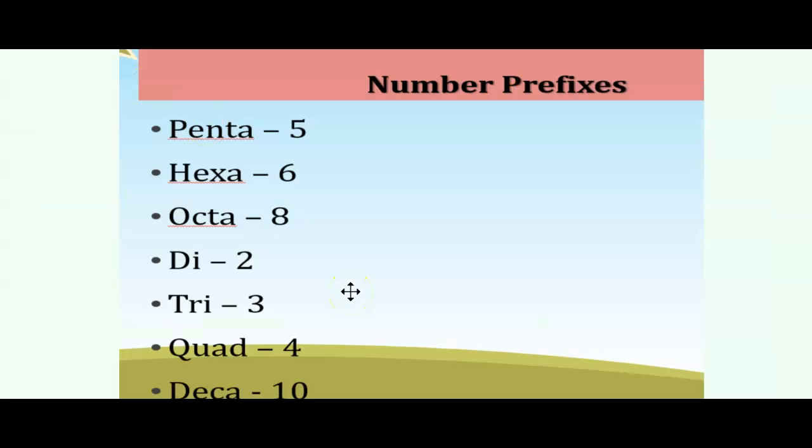Let's sing our number prefix song. Remember, after you say the prefix, hold up that amount of fingers. Here we go. Penta 5, hexa 6, octa 8, di 2, tri 3, quad 4, deca 10. Great job. Let's sing that 2 more times.